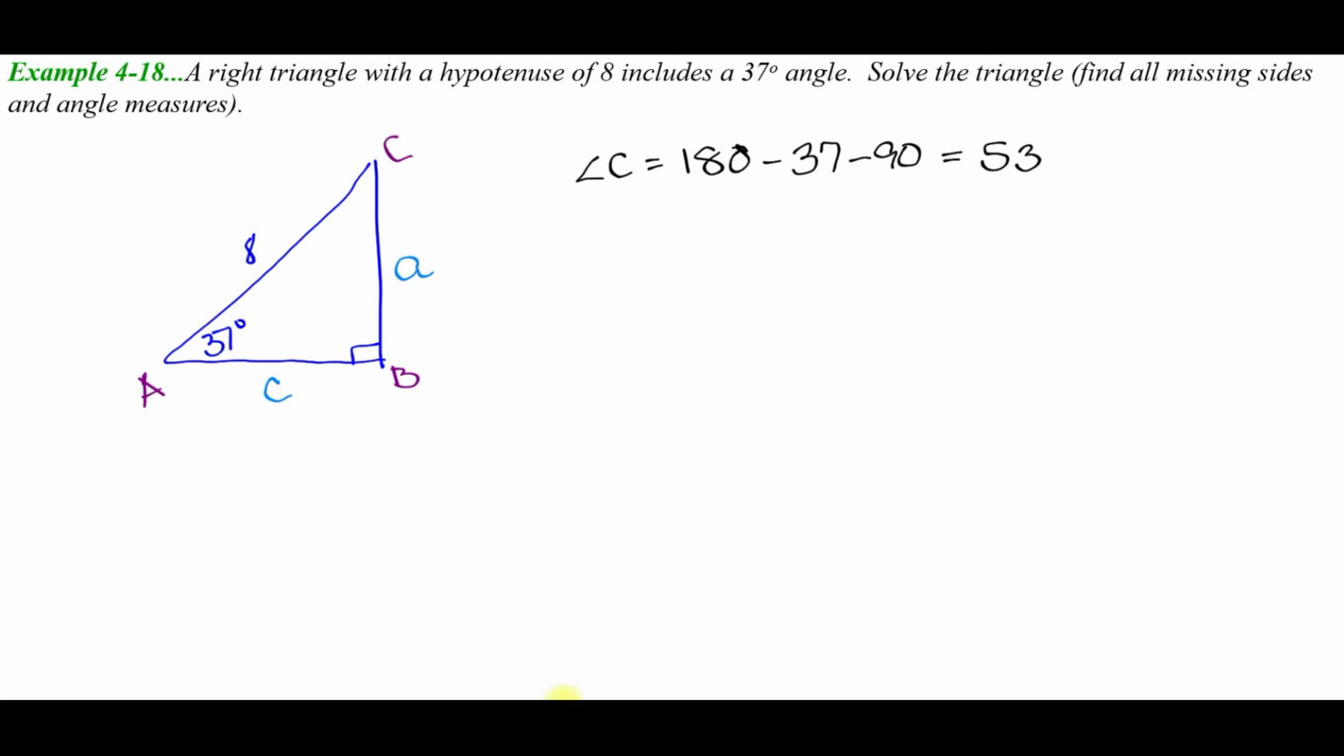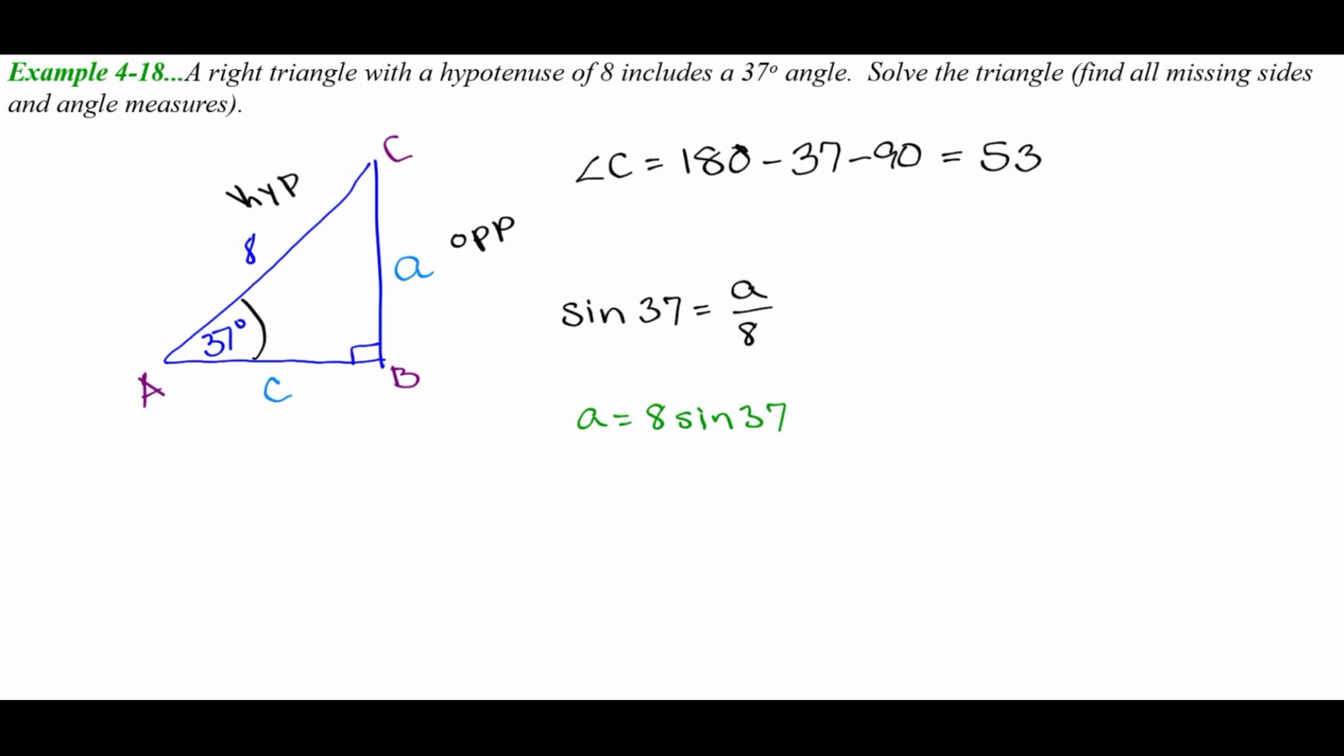It doesn't matter, again, which one we find first. I'm just going to find A first. So using 37 as my reference angle, this is opposite. And then obviously the 8 was my hypotenuse. So I'm going to use sine. So sine 37 is A over 8. Multiply both sides by 8. Gives us A is 8 times the sine of 37.